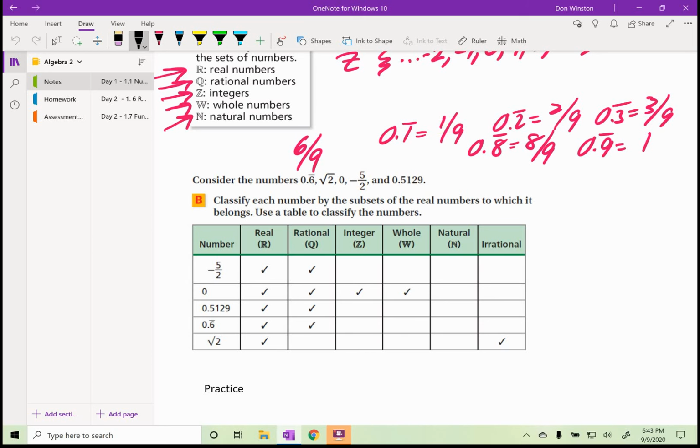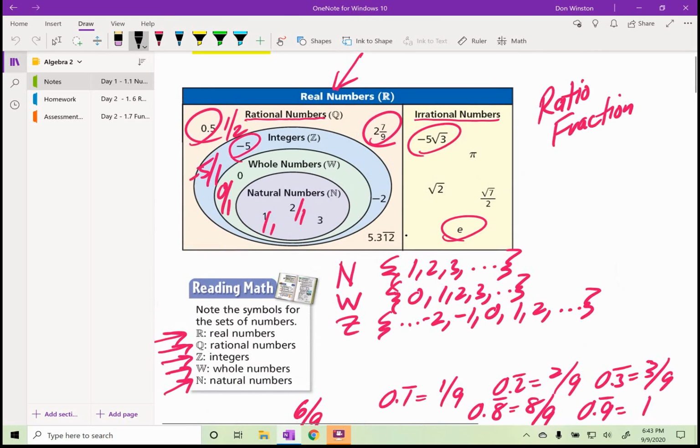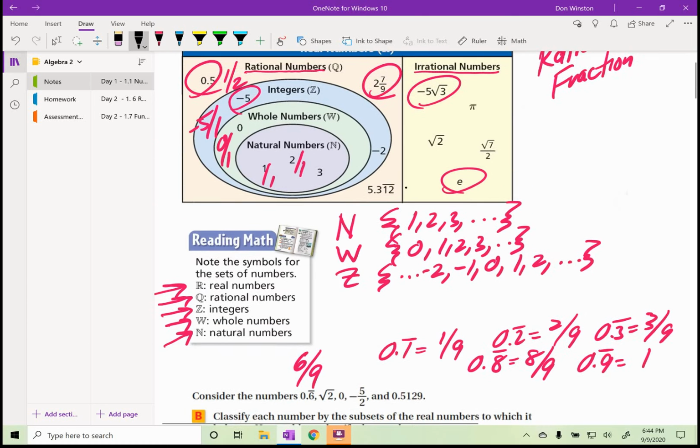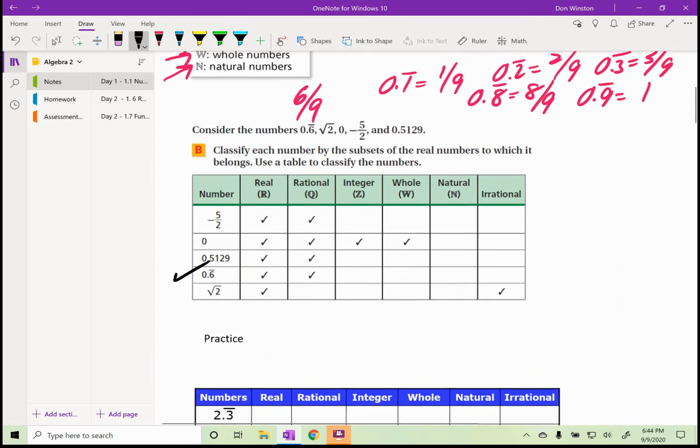That's a fraction. It's a rational number. So it's a real number, and it's also rational. Root 2, it's definitely a real number. Let's go back up to the table. Irrational numbers are in the set of real numbers.